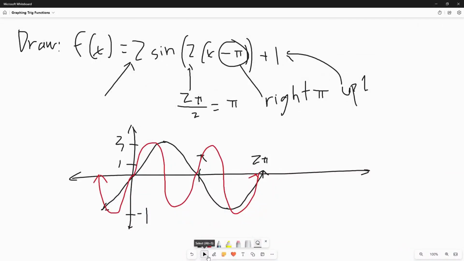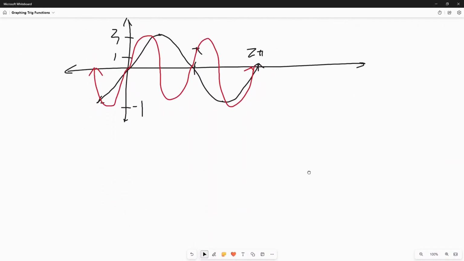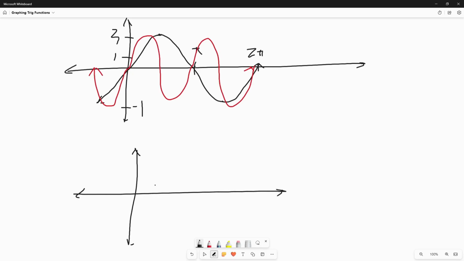Okay, I'm going to redraw the graph because it's kind of cluttered right now. So let's just move down here. Let's draw axes. And now, let's draw the points where it lines up with 3, 1, and -1. And now I'm going to plot the new points.